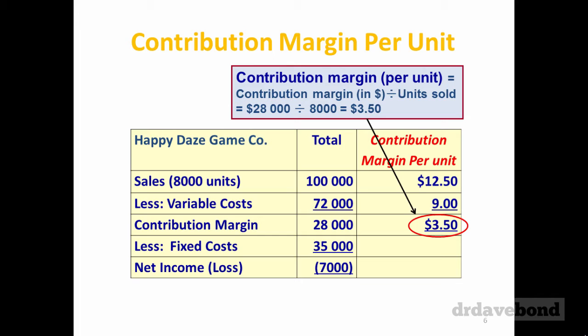So in this case, at 8,000 units, if we work it all through, we end up with 28,000 minus 35,000. So our total contribution margin is less than our total fixed cost. That gives you a loss of $7,000, which is what we can see. And that's not a good place to be. No one likes losing money.